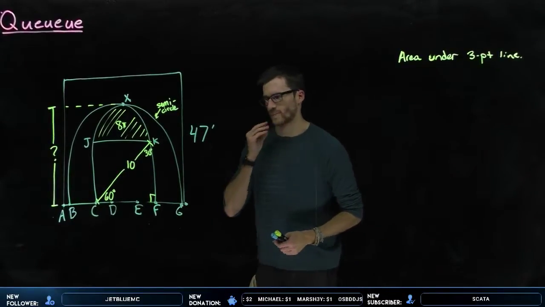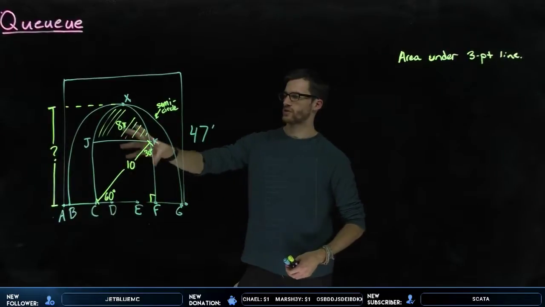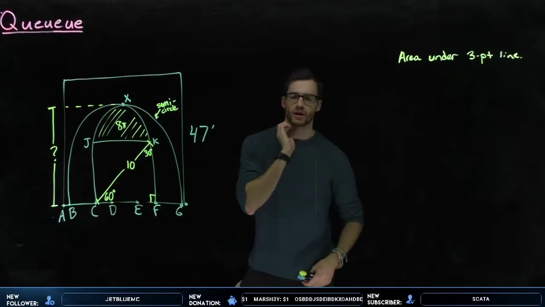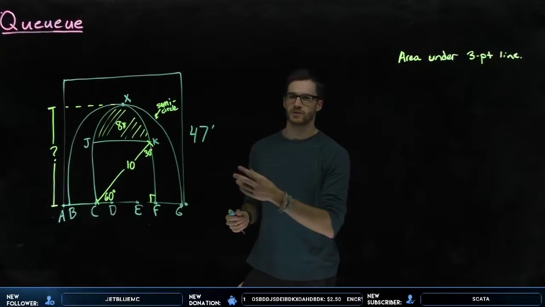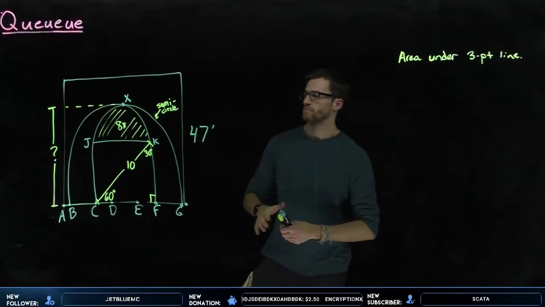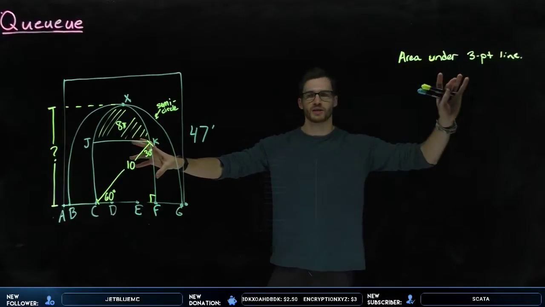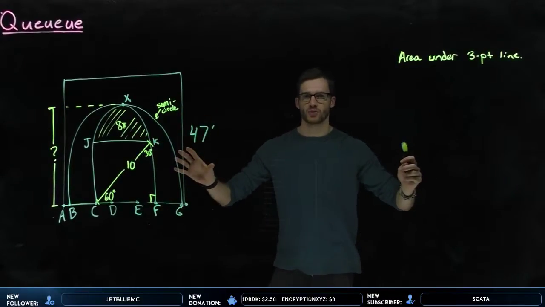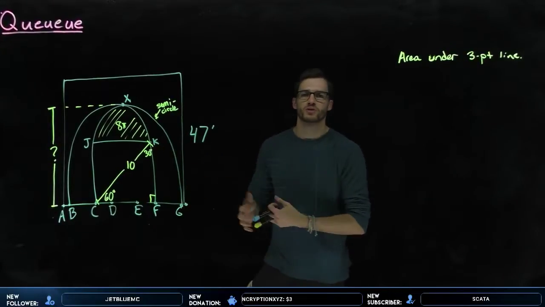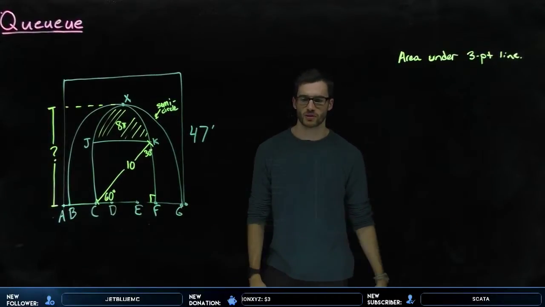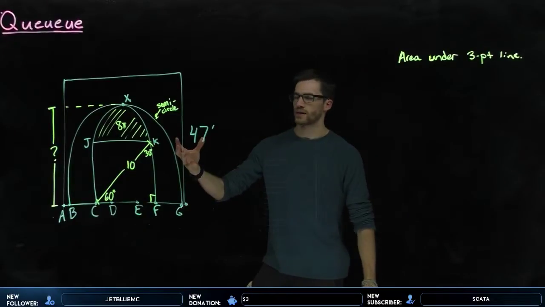So, we need to get from this information here to figuring out the area under the 3-point line. This type of thing comes up, and the numbers are better and it might be more interesting. But we know what we're starting with and we know where we need to go. We're going to throw math at it until it works. Don't freak out because it doesn't tell you what to do. Throw math at it that seems to be related.